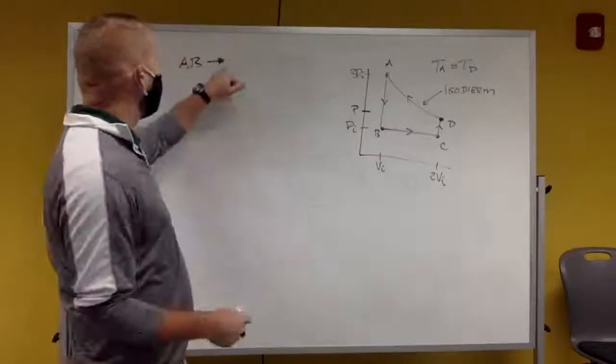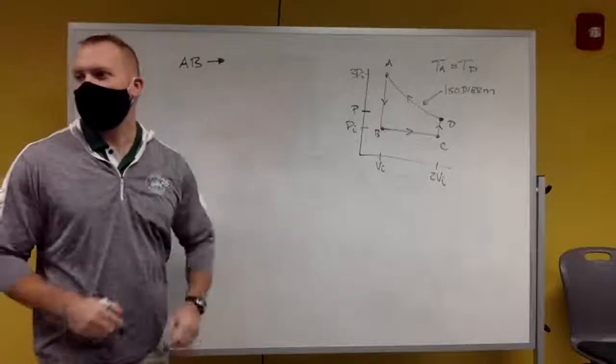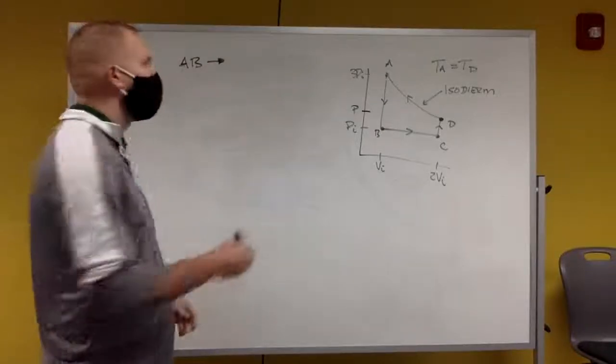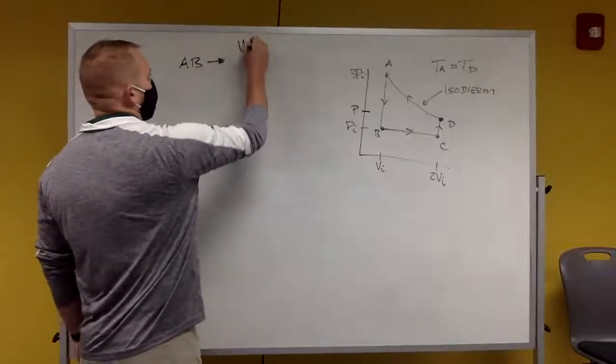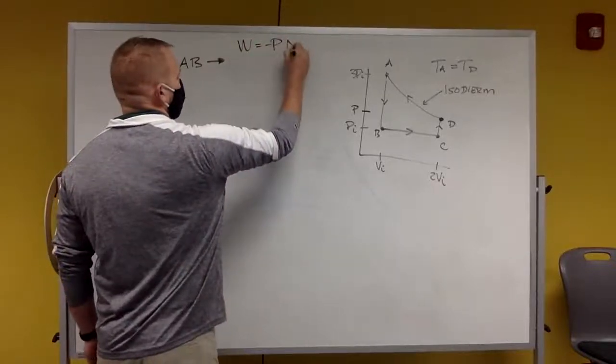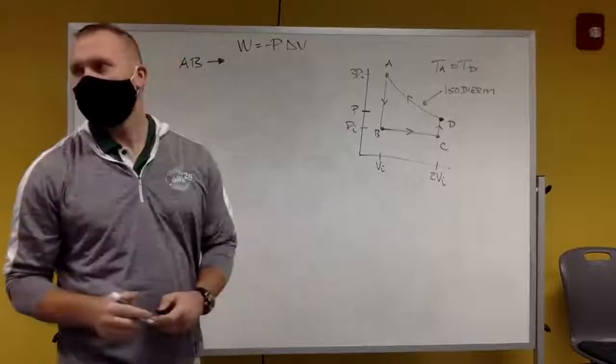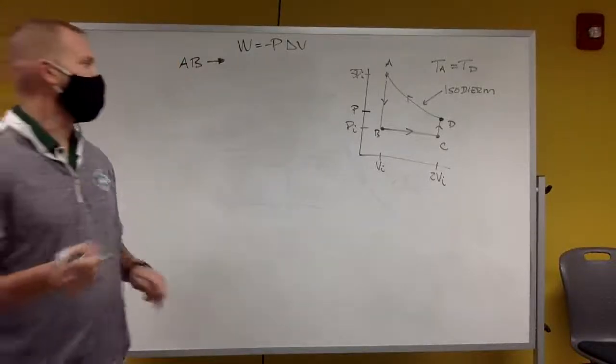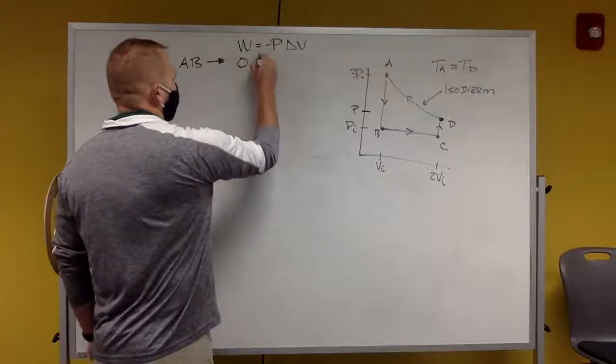So what equation am I going to use to solve for work? Work equals negative pressure times delta V. And from A to B, how much work is done? Zero, because there's no change in volume.